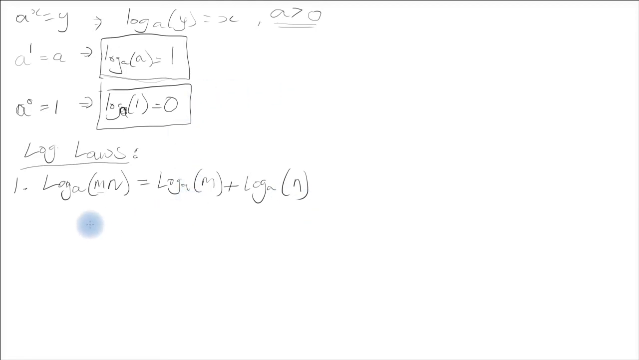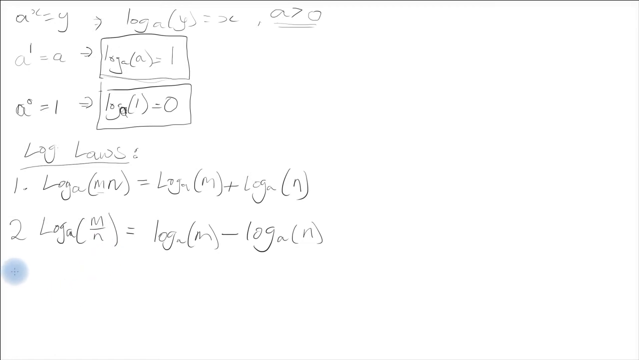Now, the second log law is very similar to the first, but with division. So if we have log to the base a of m divided by n, that is the same as doing log to the base a, so same base, of m, the numerator, the top one, minus log to the same base a of n, the second one. So here order is important. You make sure the negative sign comes before the denominator here on the bottom.